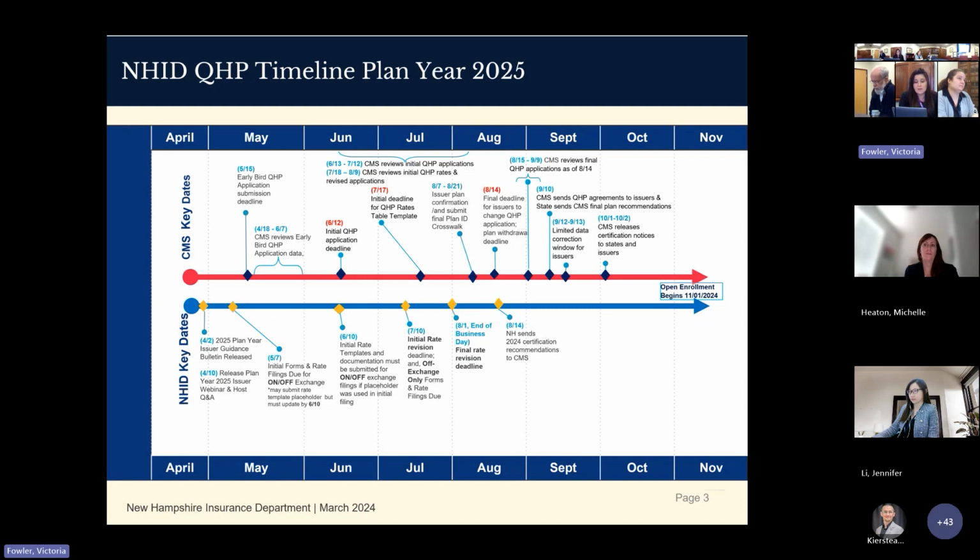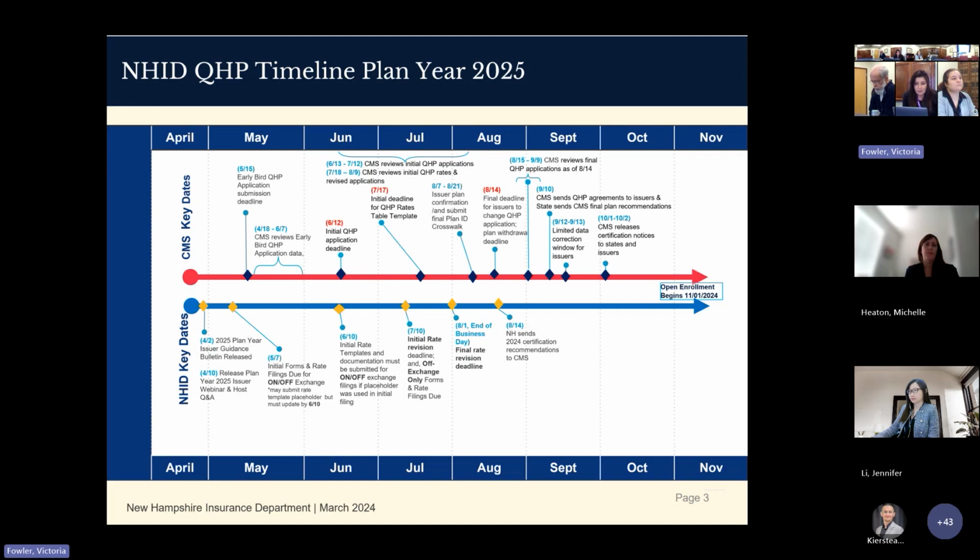Now moving to the New Hampshire key dates. April 2nd, we did release our issuer guidance bulletin for the 2025 plan year. And today is April 10th, and we are hosting this issuer webinar and Q&A. On May 7th, the initial forms and rate filings are due for on and off exchange.